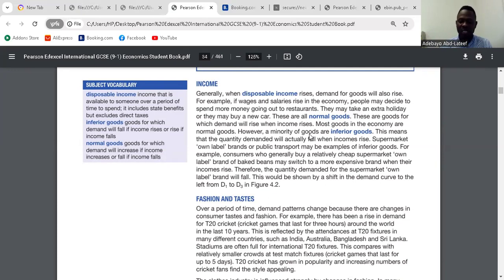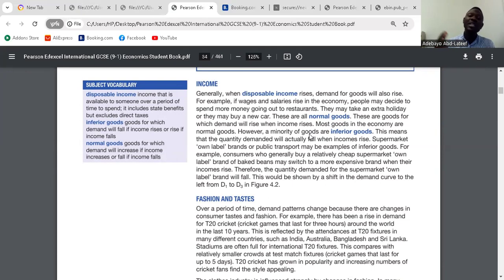Do you understand the difference between inferior goods and normal goods? Yes. Normal goods are goods that we think about buying when the level of income increases. Inferior goods are the goods we think about buying when our level of income falls. Is it clear? Yes. So if the income level increases, the demand for normal goods will increase, shifting the demand curve rightward because the quantity demanded for normal goods will rise. On the other hand, if your level of income falls, the demand for normal goods will fall.